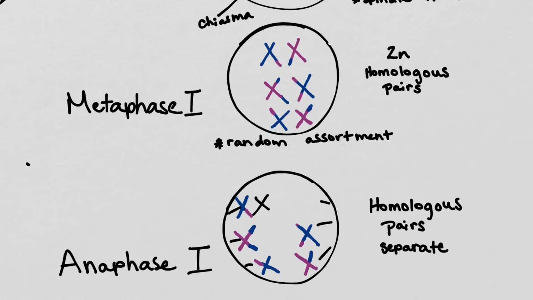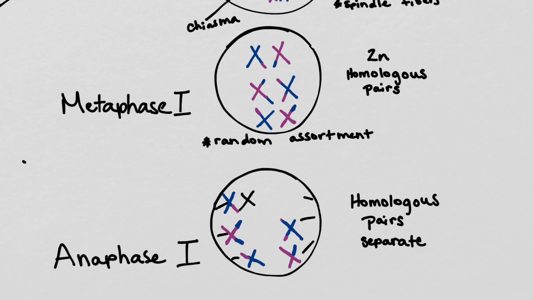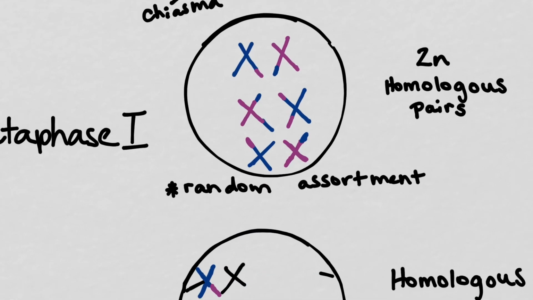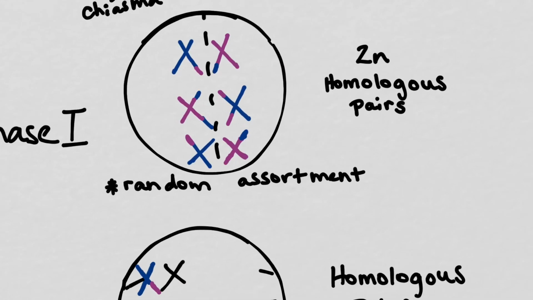All right, in metaphase, the homologous pairs line up along the equator or the metaphase plate. And so that would be right here. Now, remember how when we looked at mitosis, they were lined up in a single file line, basically. This isn't the case here because they're lined up in pairs. That's really important for you to remember. In metaphase 1 of meiosis 1, they line up in homologous pairs.